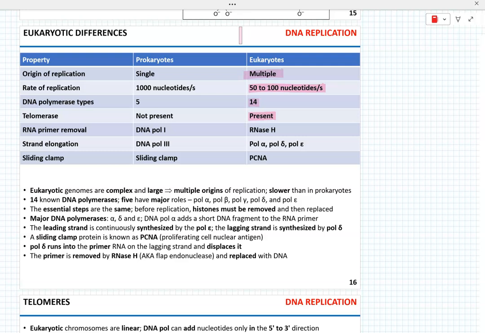Primers are removed by different enzymes. In prokaryotes, it is DNA polymerase 1. In eukaryotes, it is RNase H. The elongation, the synthesis of the strand, in prokaryotes is carried out by DNA polymerase 3, one enzyme, while in eukaryotes, it is carried out by polymerases alpha, delta, and epsilon, and the sliding clamp has a different name. It's called proliferating cell nuclear antigen. Another obstacle in DNA replication in eukaryotes is that the histones that the DNA is wrapped around have to be removed and then inserted back.